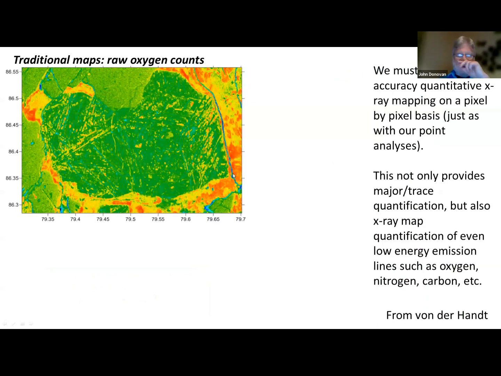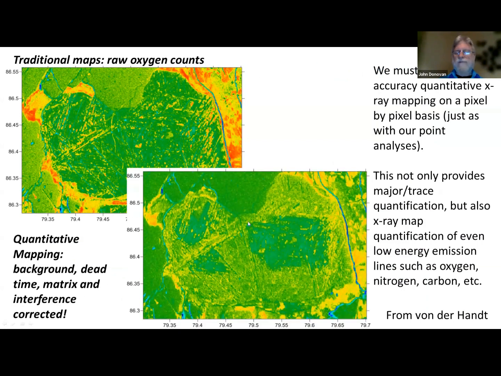So here's a map from Annette, and this is a raw oxygen map. And if we gaze at this map, because we're map viewing, like moon viewing, we would come to some conclusions about where the oxygen is in this iron titanium oxide. And we would be wrong, because if we quantify that map, we get a very different story. So the point is that seeing is not believing if you're not being quantitative.